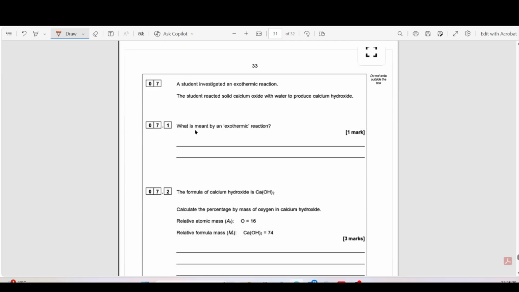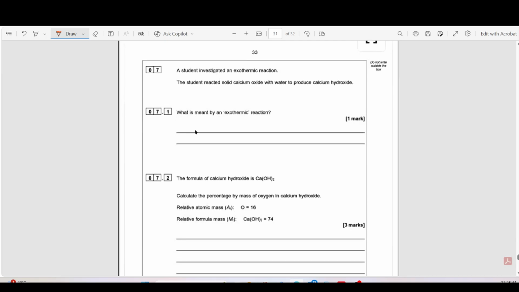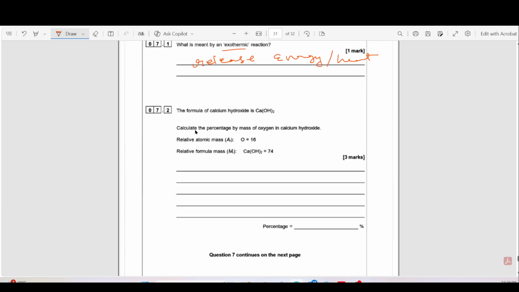Next is this one. What is meant by exothermic reaction? Exothermic means it is a chemical reaction that transfers energy to the surroundings. Exo means it releases energy or heat to the surroundings, and endo means a reaction which absorbs energy or heat. So yeah, then there we have to calculate again.